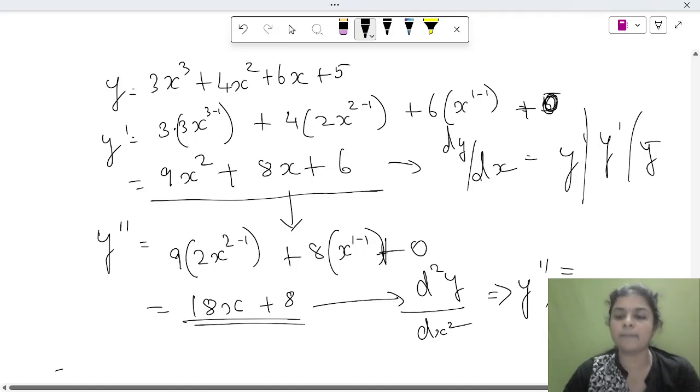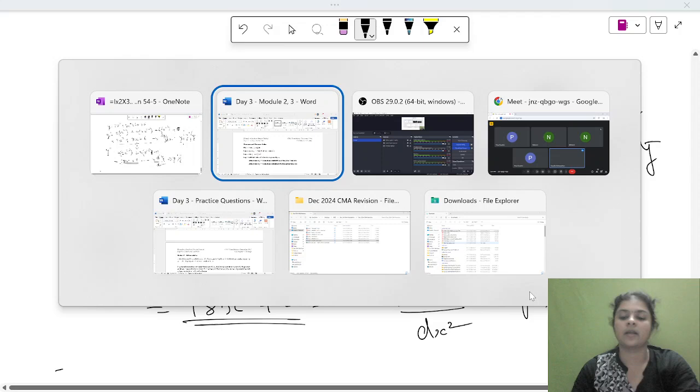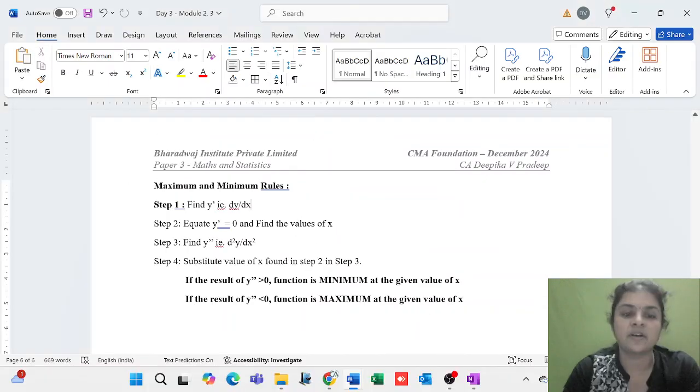Now to find out maximum and minimum values, we will need both first order differentiation and second order differentiation. Is that clear so far? Yes? Okay. Now coming to the rules. What you need to do? First step, find the first order differentiation.